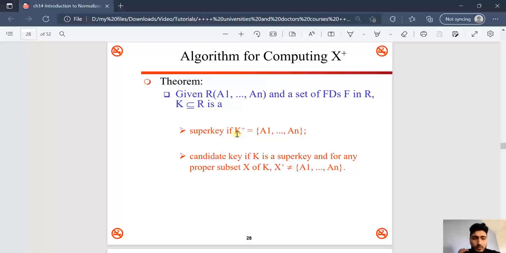Now we know that a super key may be a candidate key. If I want to prove it a candidate key, I must go for all the subsets in this K. For example, if K is two attributes, then I should calculate the closure x plus of each component of this super key, and when calculating, the result should be different from all the attributes in R.